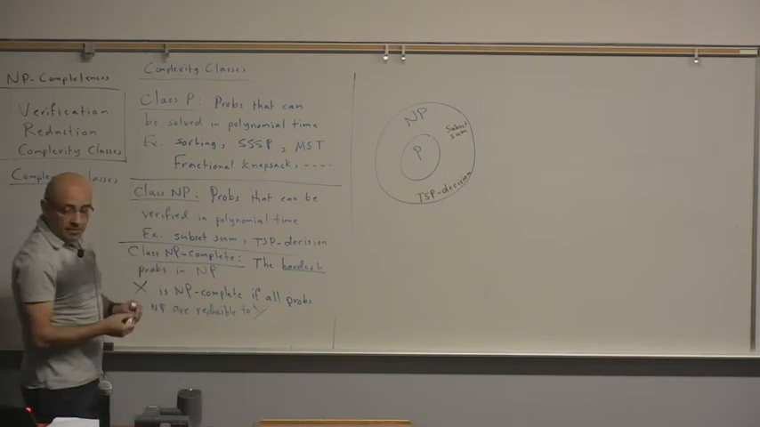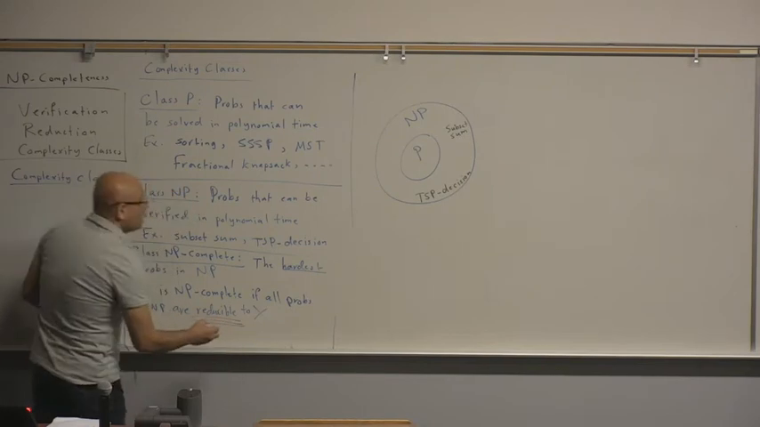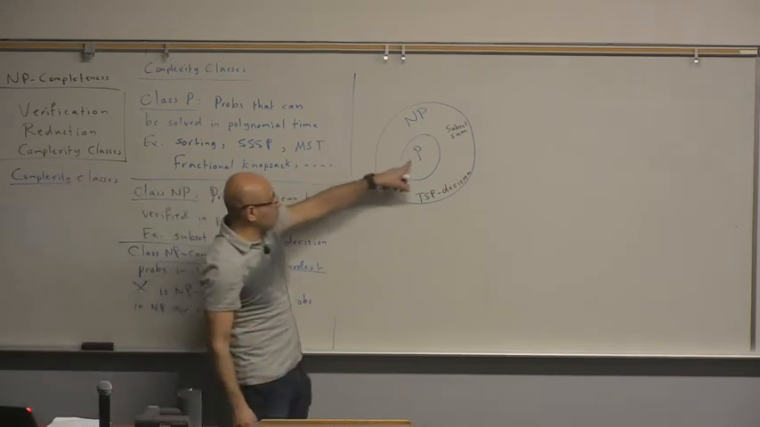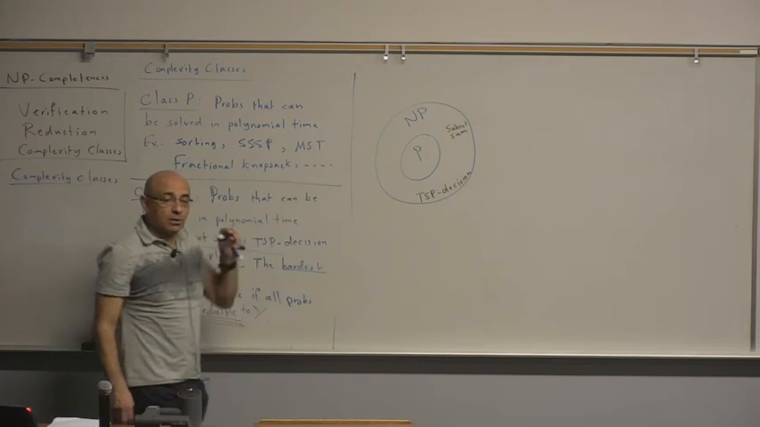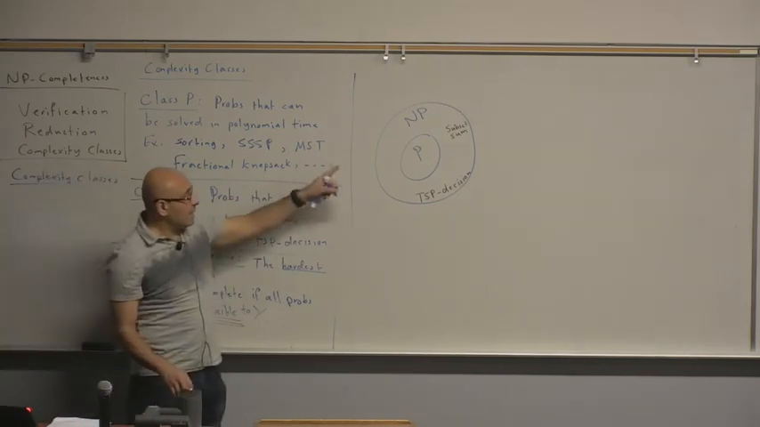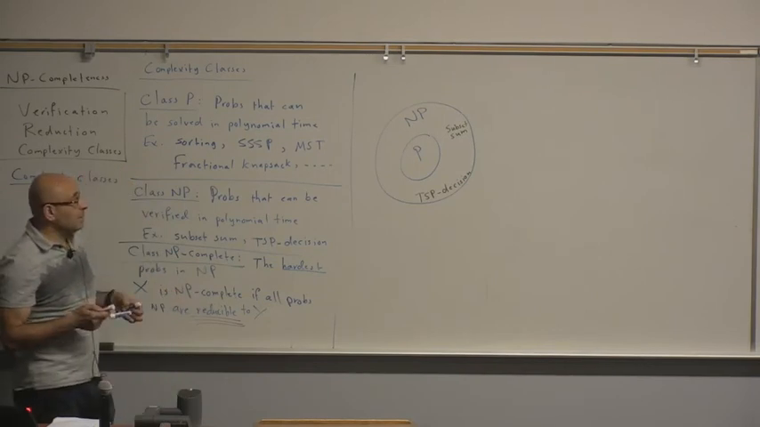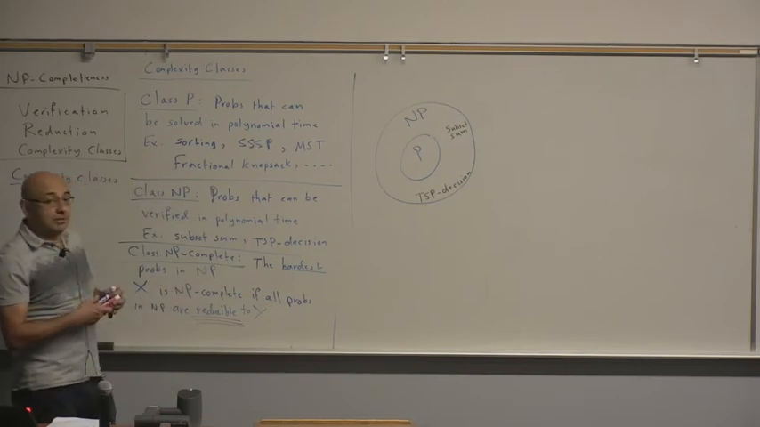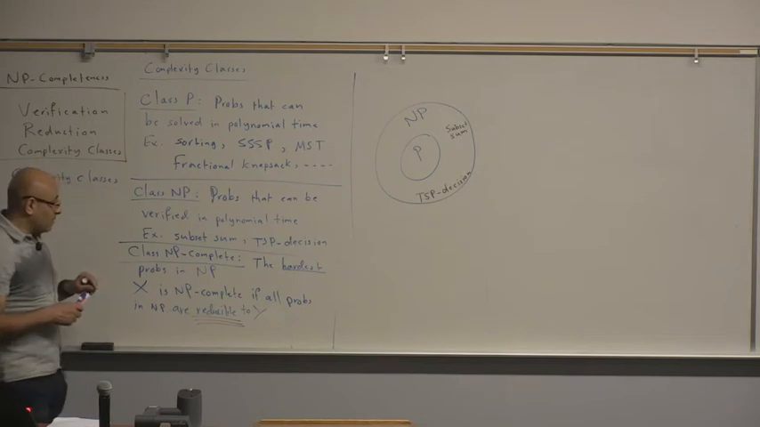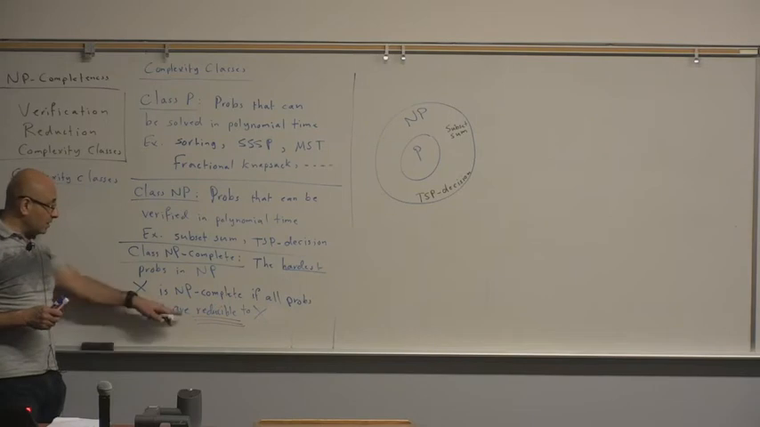So now, what is reducible? By the way, this relation between P and NP could look differently. We will revisit this and see that the relation between P and NP could be different, as we will explain later. But now let's try to understand what reducible means.